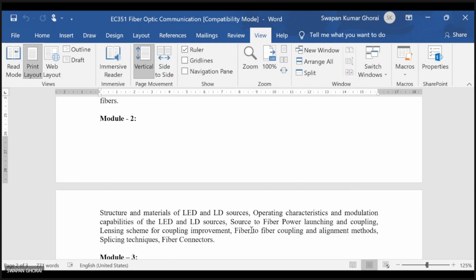And also, these sources will be modulated by the modulating signal. So we have to see what are the factors that will affect the modulation capabilities of these sources. So this is the sources.